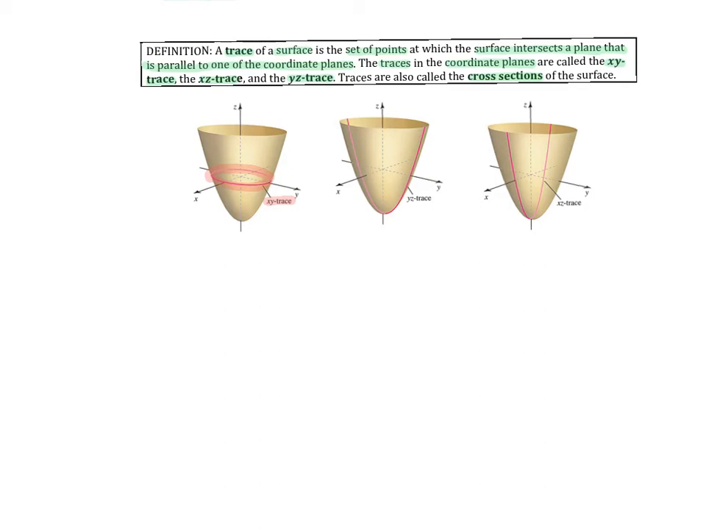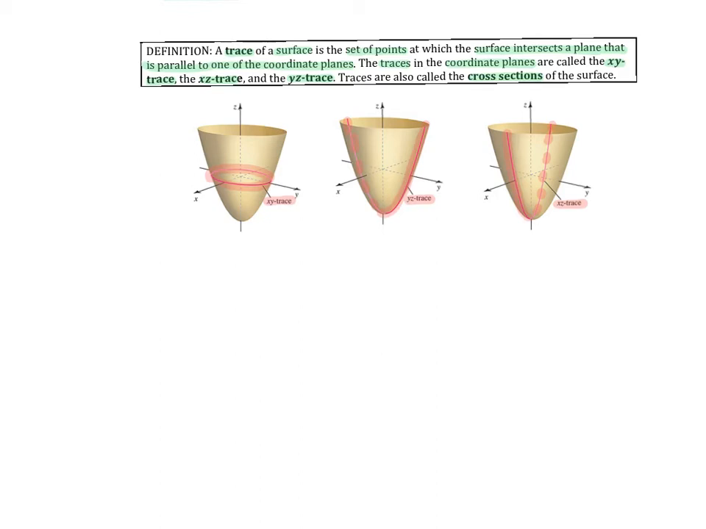Now, if I were to intersect with a vertical plane that is the YZ plane, I'll end up with this trace, which is a parabola. And then that would become my YZ trace. So if I intersect a shape with the XZ plane, I end up with a trace here that also looks like a parabola, and this would be our XZ trace.